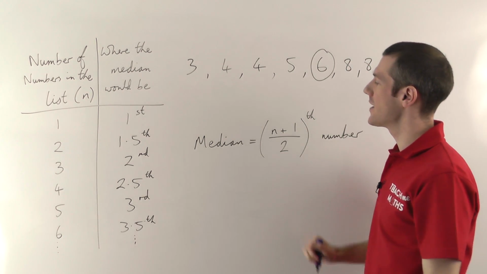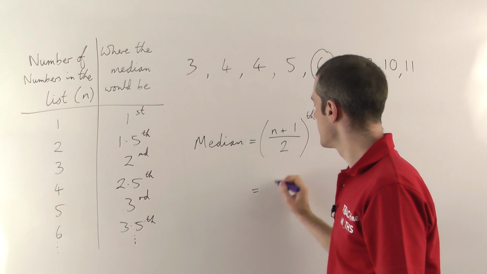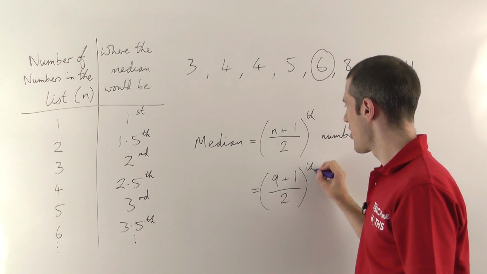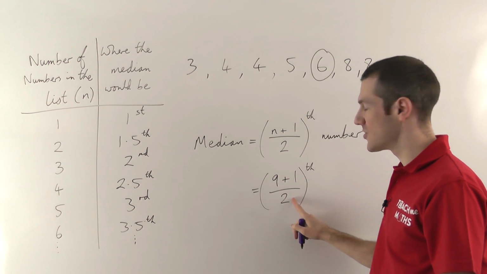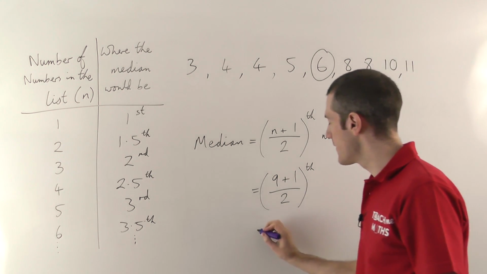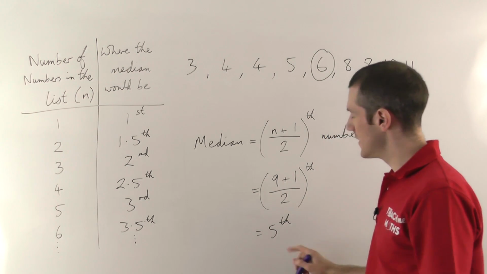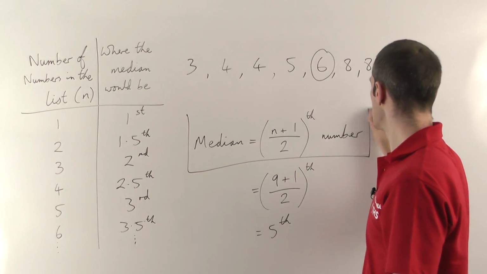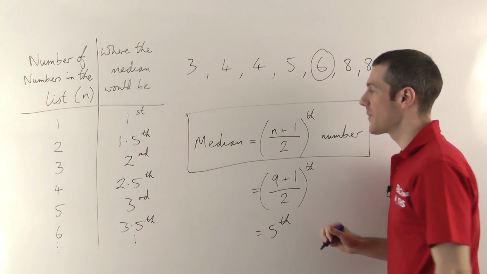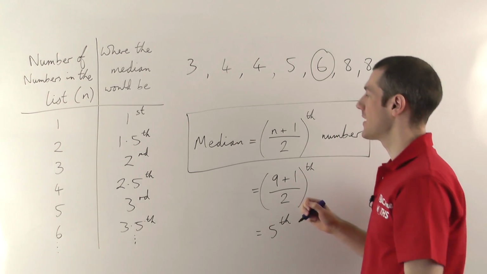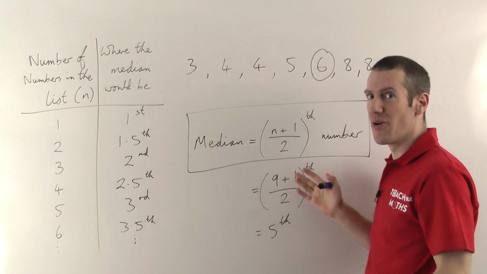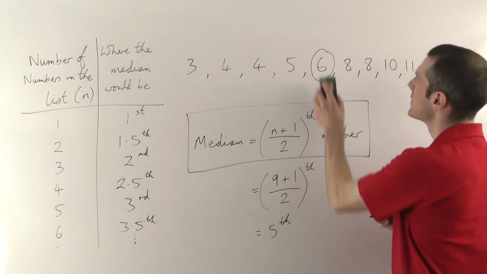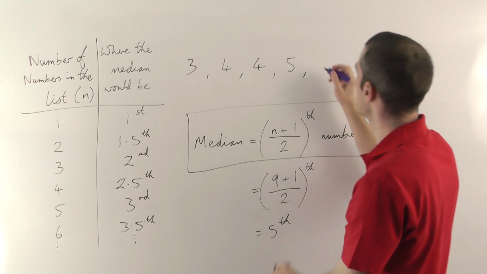So for 9, if you've got 9 numbers in your list, the median will be the (9 plus 1) over 2 number. 9 plus 1 is 10, over 2 gives you 5, so it's the 5th number in the list. So this nifty little formula here, which is very important in statistics generally, tells you where to find the median. It's the (n plus 1) over 2th number in the list. Now obviously if it's an even number of numbers, let's just do one more example very quickly.